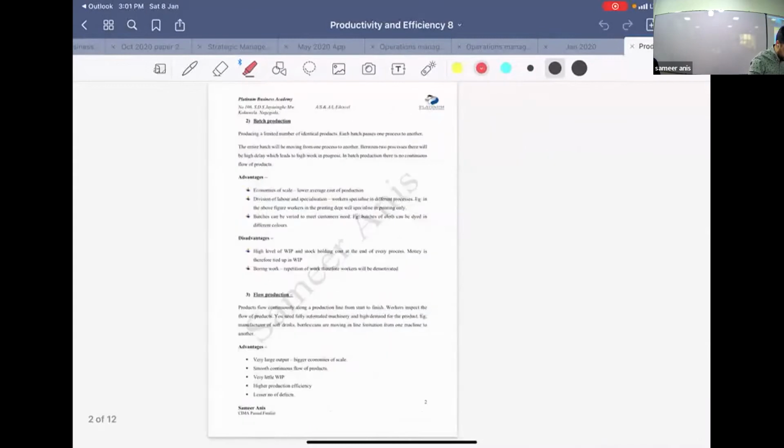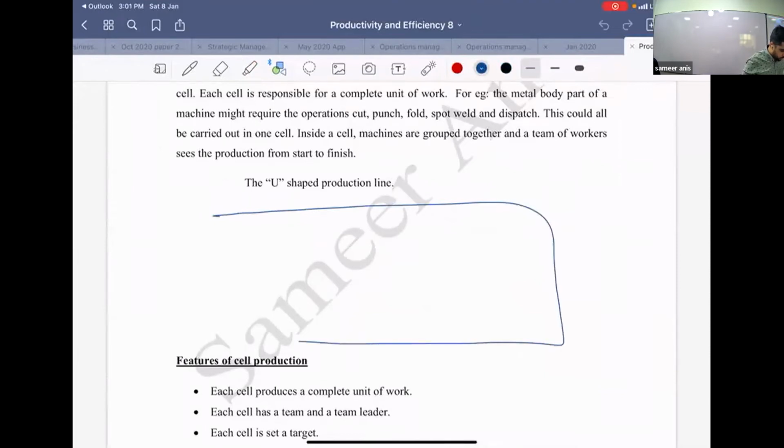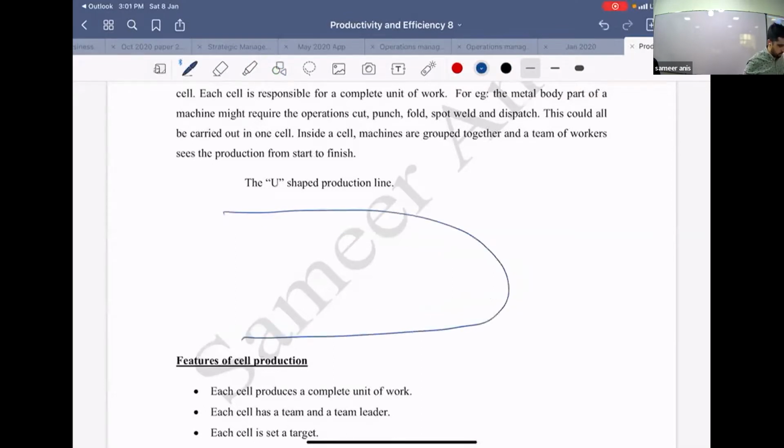Okay guys, just take this diagram down. Let me try manually, I guess. It's a very basic diagram. Maybe you can do it slightly neater, I guess.